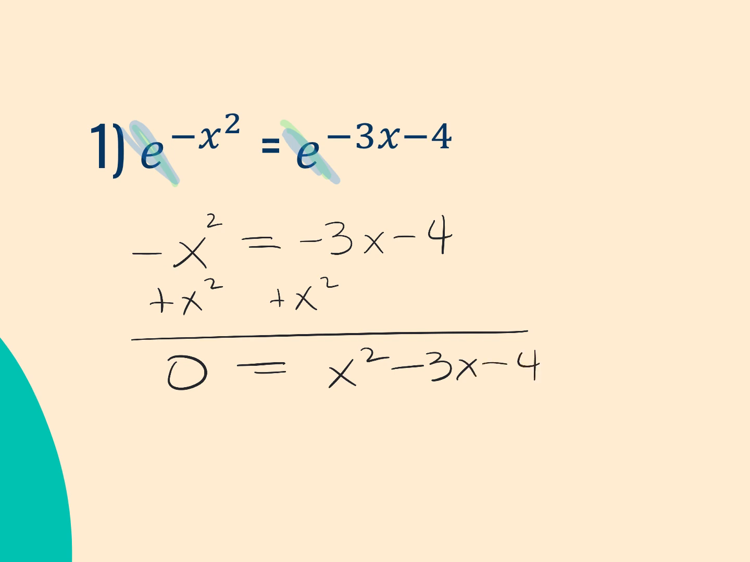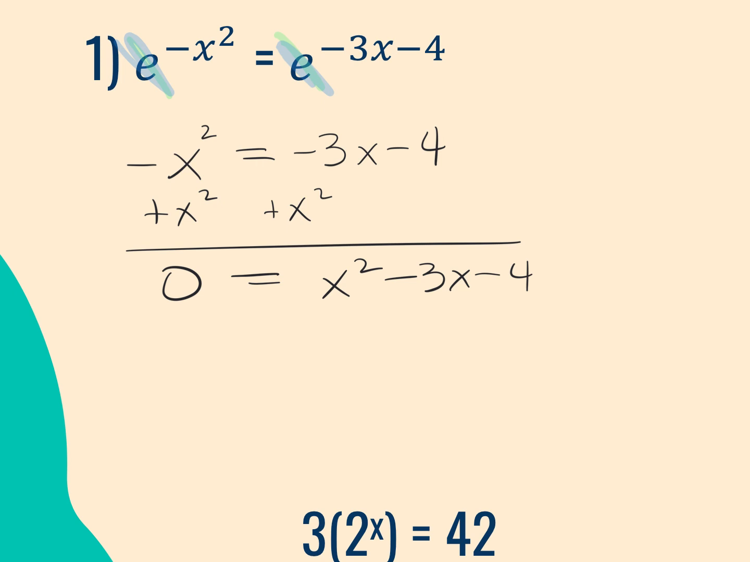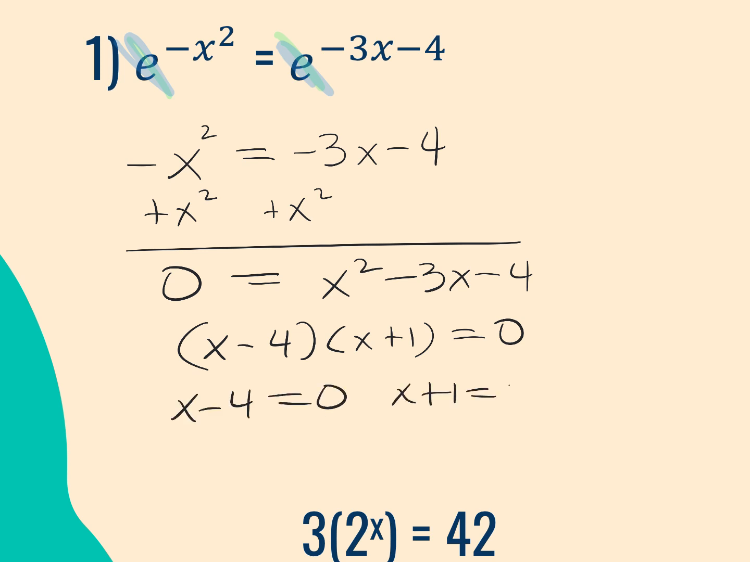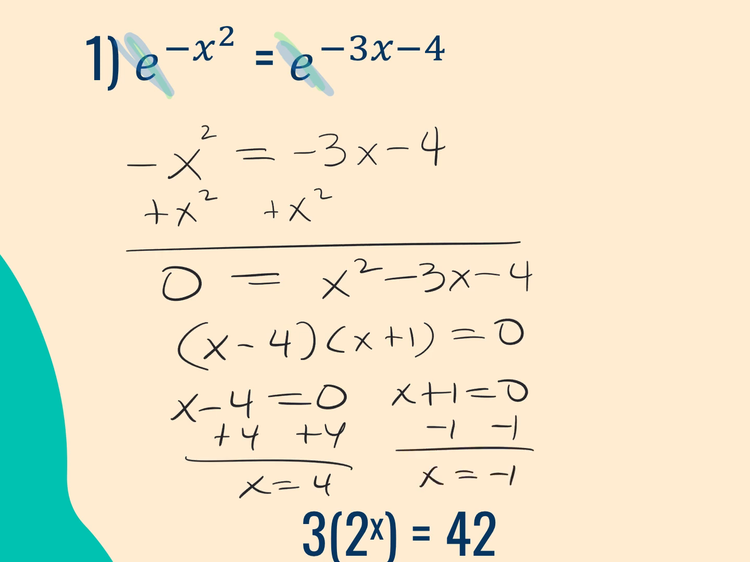And now I need to find my values of x. So I'm looking for two numbers that will multiply to give me negative 4 and add to give me negative 3. So those two numbers are going to be negative 4 and positive 1. And now you set each of the factors equal to 0 and solve for x. So I'll add 4, x equals 4, subtract 1, x equals negative 1. So we're using our one-to-one property here, okay?